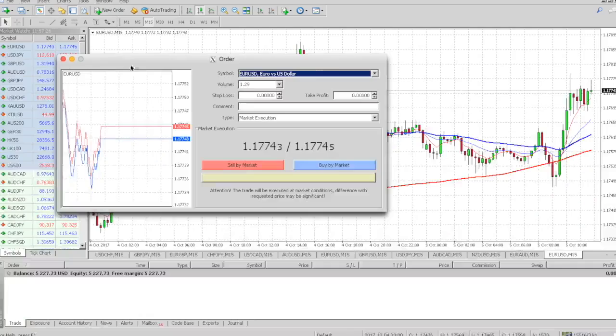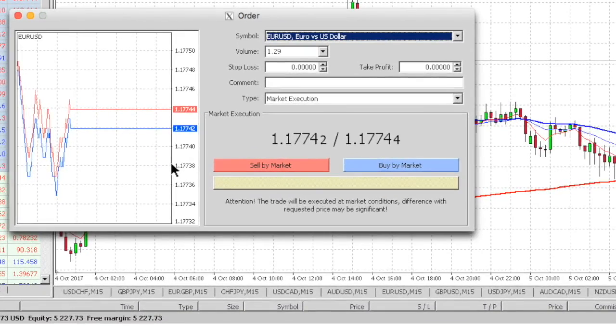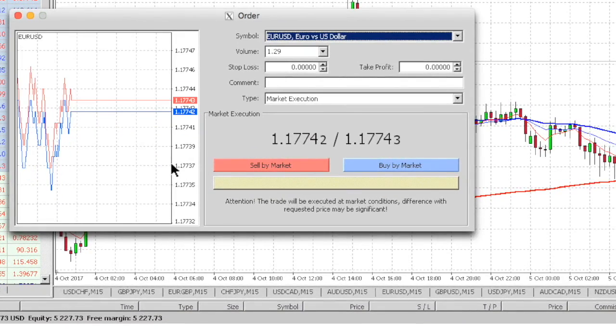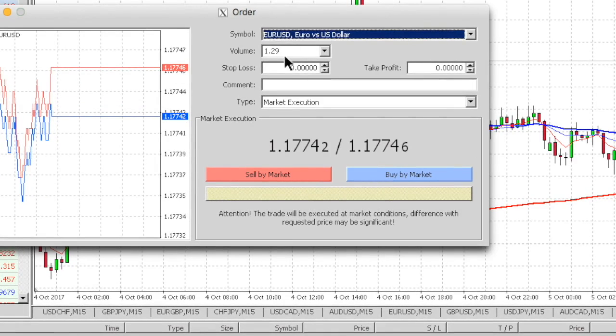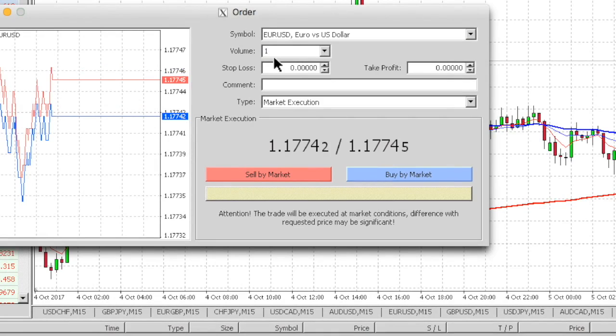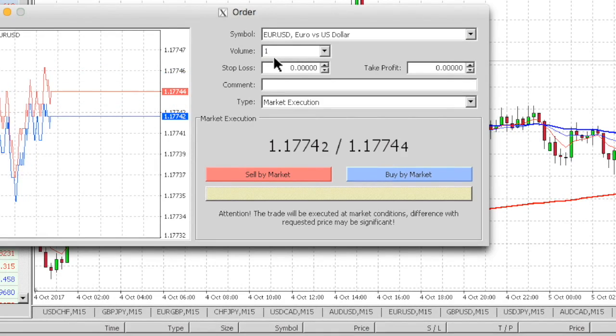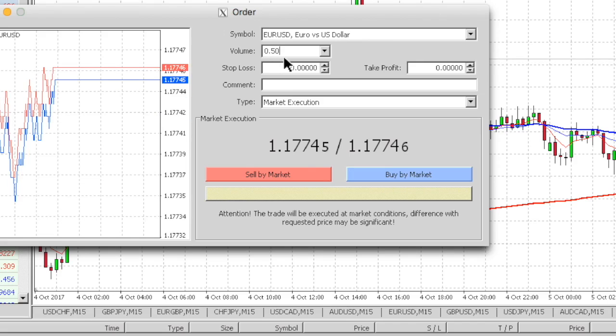Okay, and again, under the lesson on placing orders, you would also see this, right? So you can put how many lots you want to trade. For example, if you put 1, that means 1 lot, or 100,000 of the base currency. If you put 0.5, that's 50,000 of the base currency. So every 1 lot is 100,000.